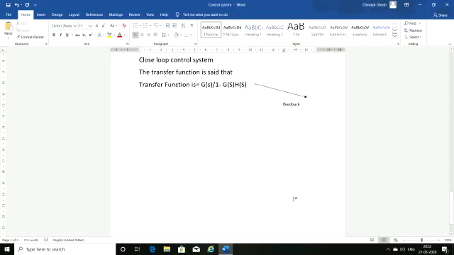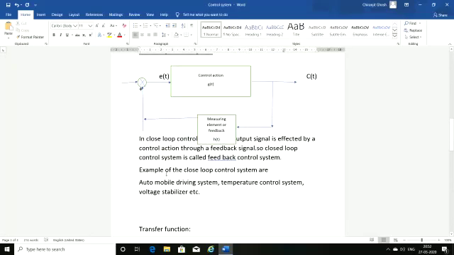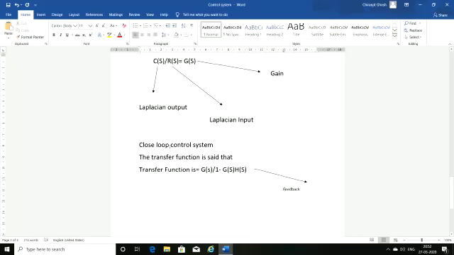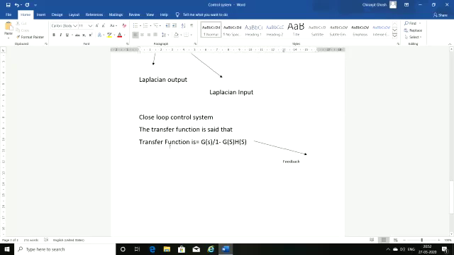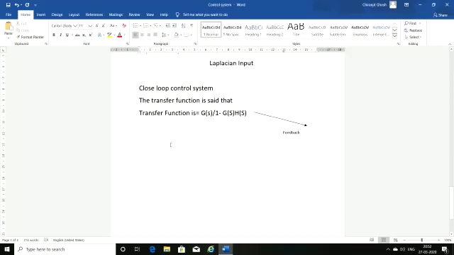So this is the basic difference of the transfer function of an open loop system and a closed loop system. Now I will discuss the order of the system. How can the order of the system be defined? The highest power of S in the denominator of the transfer function is called the order of the system.